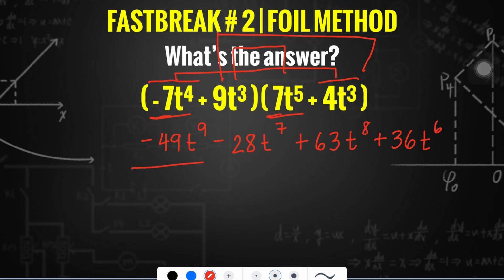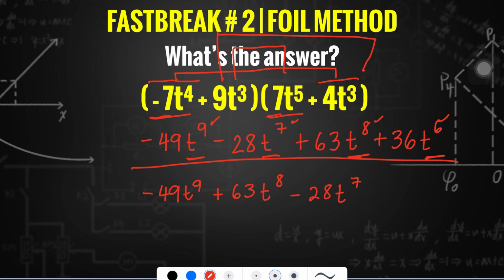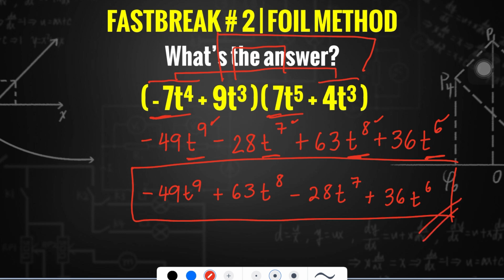For this expression, have we got like terms? Like terms meaning they have the same variable with the same power. Okay, so there's no variable with the same power. We've got 9, 8, 7, and 6. So we may rewrite this expression with the descending order in terms of their power. So let's have negative 49t raised to 9 plus 63t raised to 8 minus 28t raised to 7 and then positive 36t raised to 6. And this is your final answer. Okay guys, so that's the answer for fast break number 2, FOIL method.